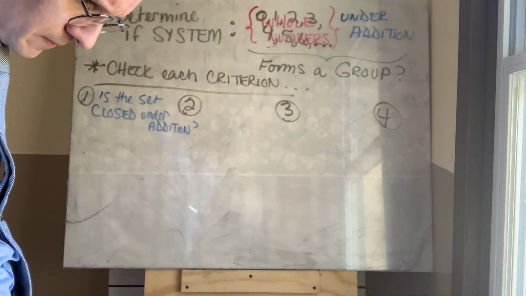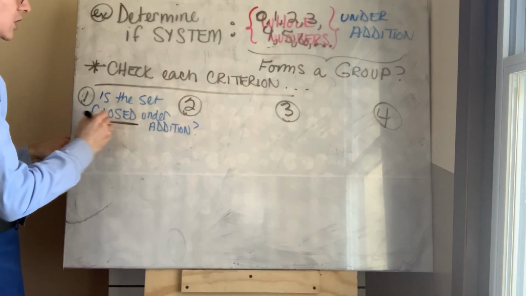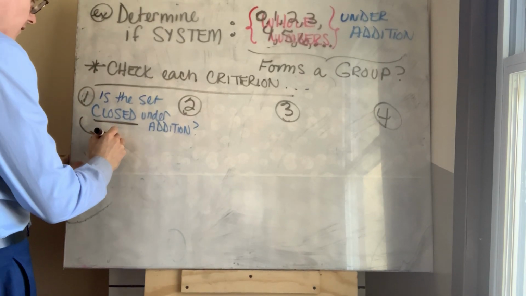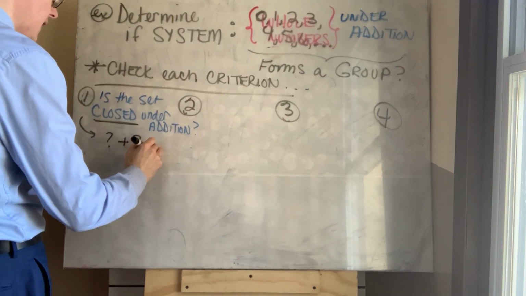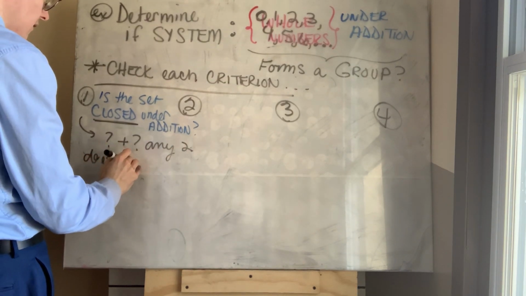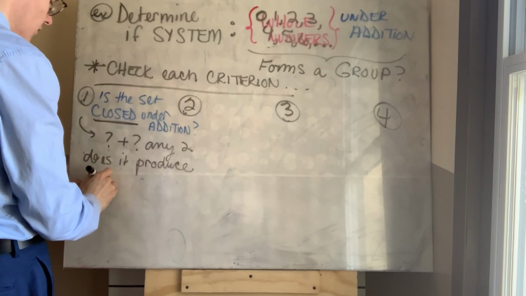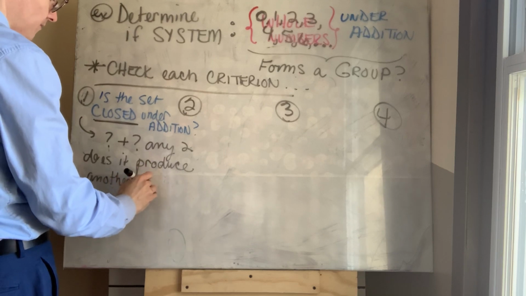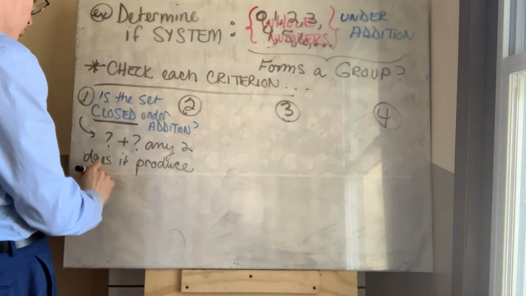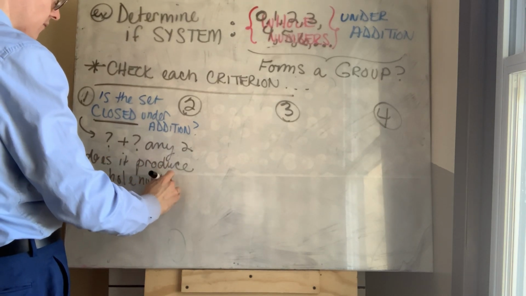Anyhow, if it is truly closed, then what that means is that if you add any two, does it produce another whole number? Doesn't have to be a different one, all right? Could be, does it produce a whole number in general as a result of adding?